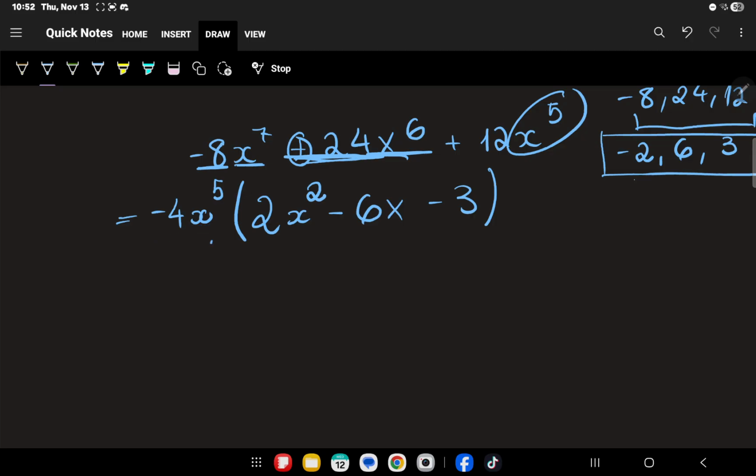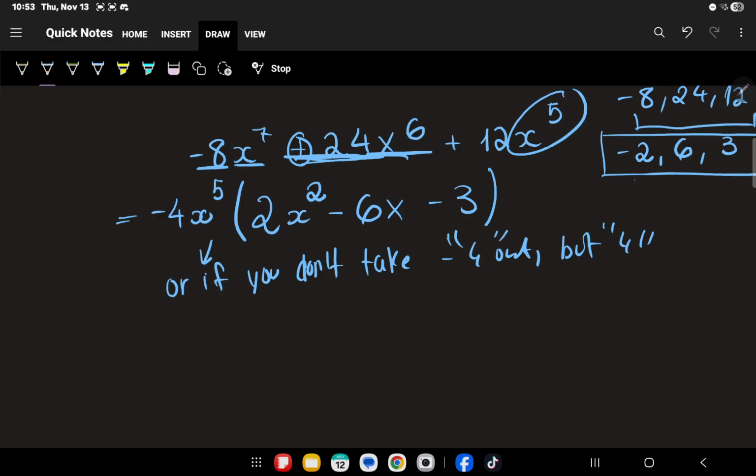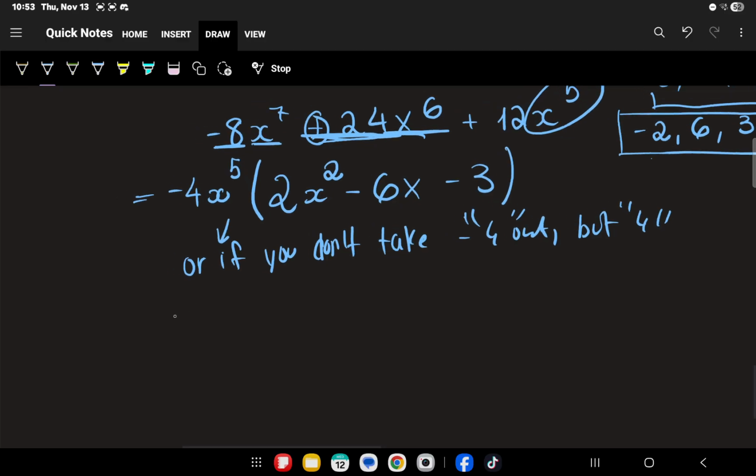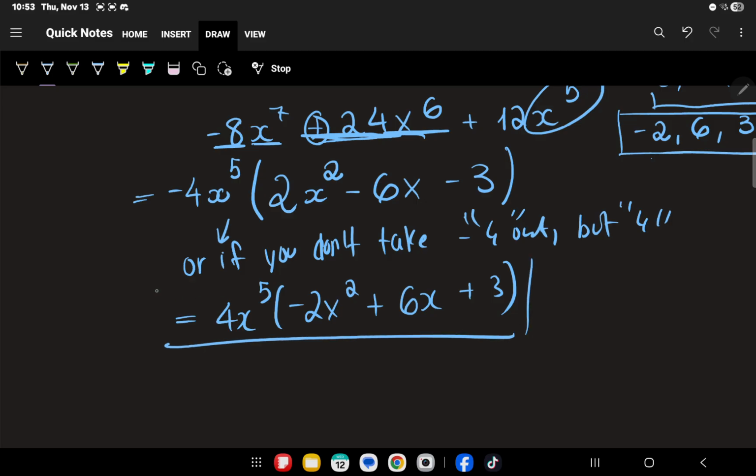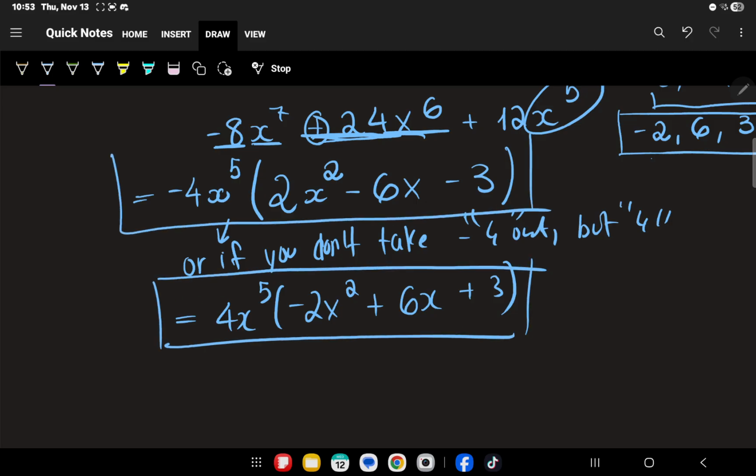Or if you don't take -4 out, but 4, it's the same thing, same answer. I take out -4 because my teacher forced me to, but your teachers might not, so it is okay. It's the same answer. Or if you don't factor it out, you basically just change the sign of all the things inside the bracket. So 2 becomes -2, -6 becomes +6, -3 becomes +3. This can also be the answer. These two are the right answers.